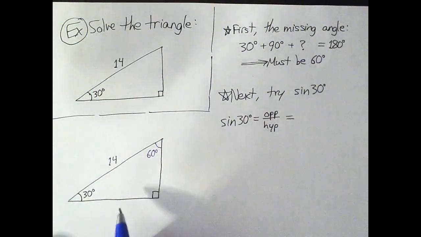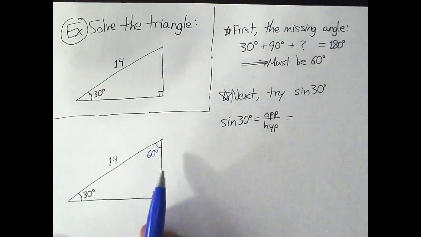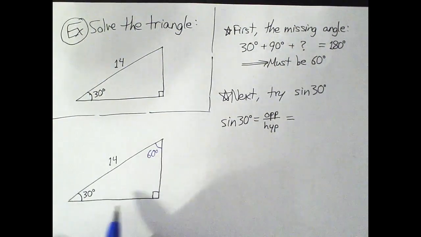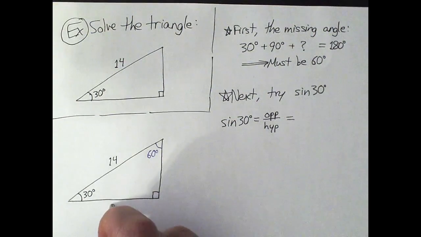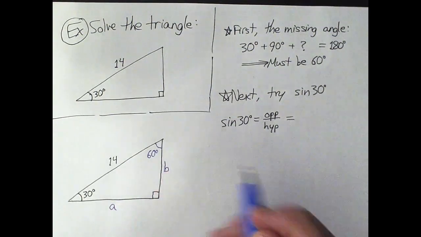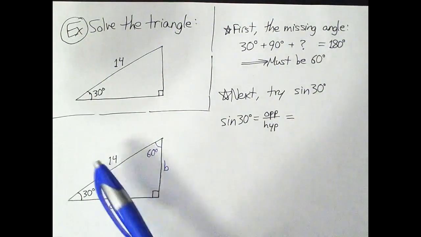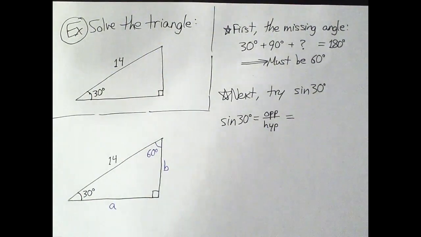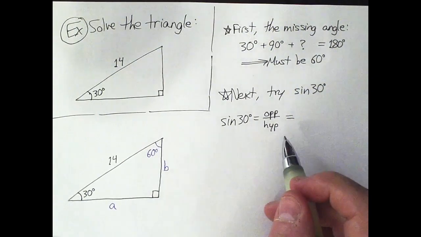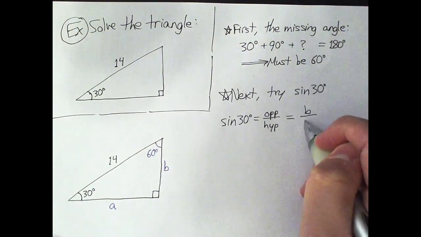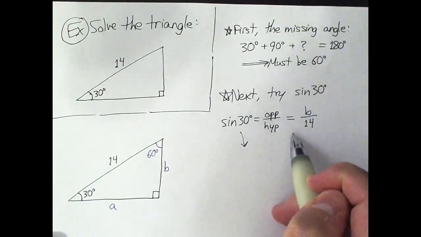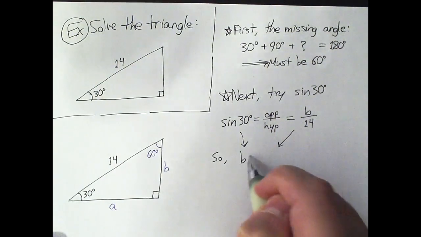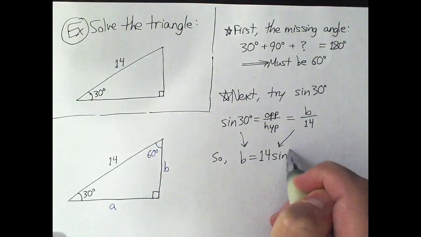How about this? These missing side lengths, let's give them names, because we need to refer to this and refer to this. We could call it adjacent, and we could call it opposite, but in terms of the Pythagorean theorem, maybe we would call this A and B. So I'm going to label these A and B. Maybe think of them as A, B, and C. So opposite over hypotenuse means this is B over 14. So B is equal to 14 times sine of 30 degrees.